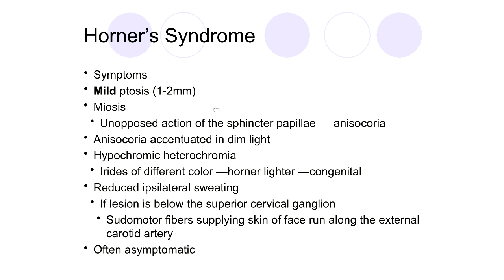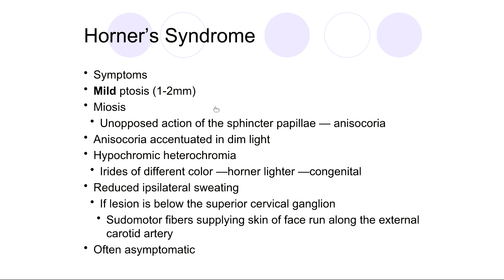You're going to have miosis, which is because of the unopposed action of the pupillae, and that's going to cause anisocoria, where one pupil is large and one pupil is small. That's what we call anisocoria. So it's a difference in the sizes of the pupil. With Horner syndrome, this anisocoria is accentuated in dim light. So the smaller pupil looks smaller in the dark.